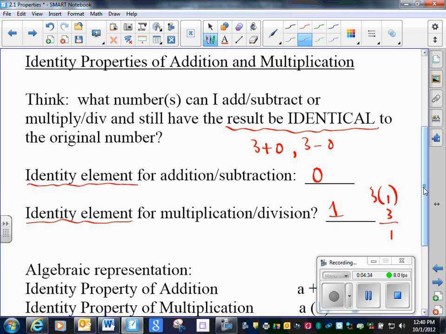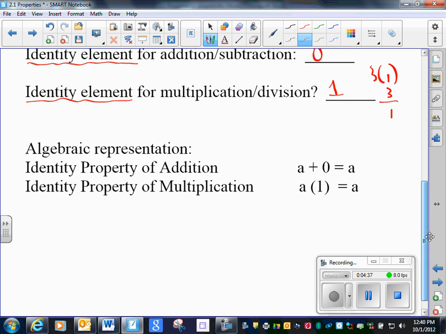So here's the algebraic representation of the identity property of addition, where we add 0 to a, remembering that a means any number. Any number plus 0 is itself. And the identity property of multiplication, any number times 1 is itself.